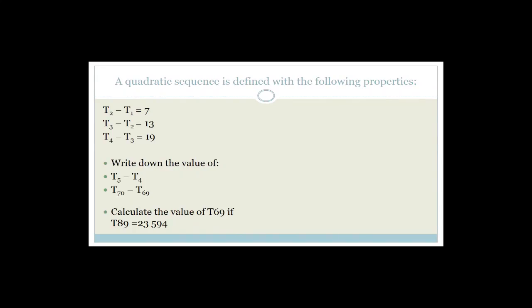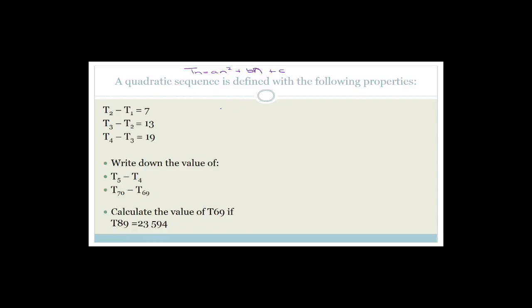Right, now we have to do this question here. So this question is a little bit different. Okay, first of all, they tell you it's a quadratic sequence. Okay, so we know that Tn is equal to An squared plus Bn plus C.